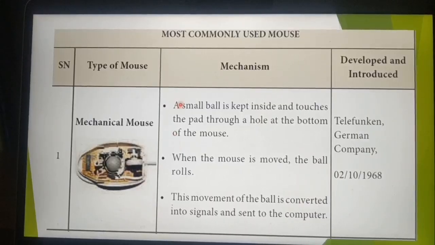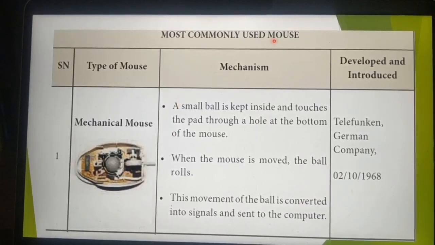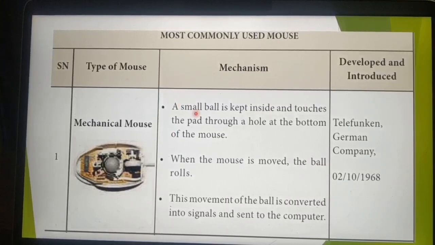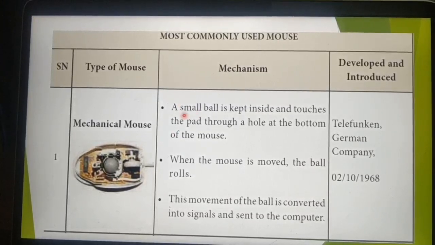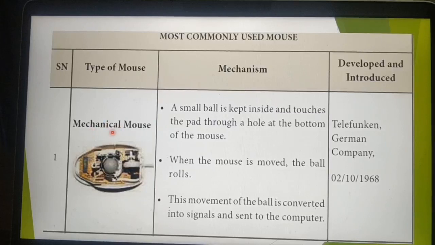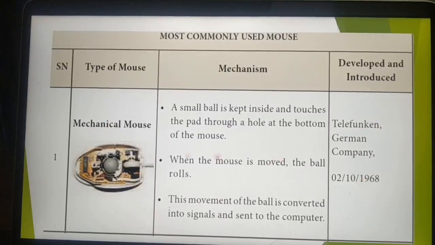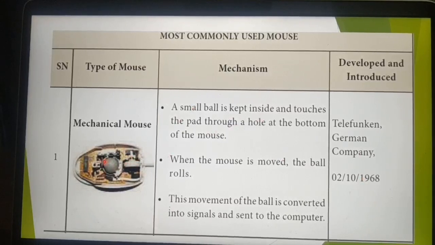Next we can see the most commonly used mouse types. Here are given three different types of mouse. First we can see the mechanical mouse. This mechanical mouse was invented by Telefunken in 1968, a German company. This mechanical mouse contains a small ball. The small ball is kept inside the mouse.